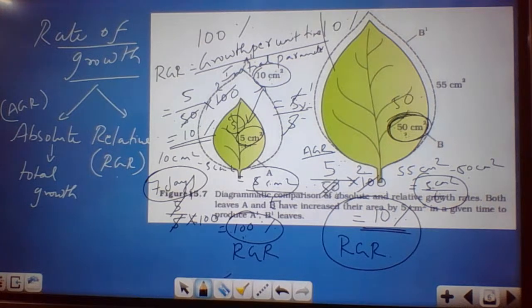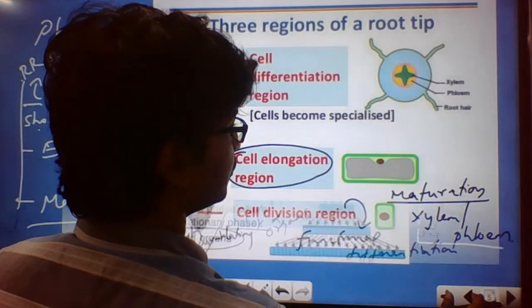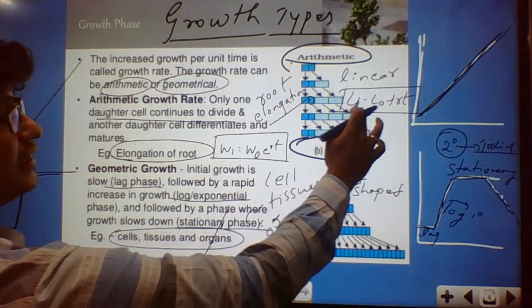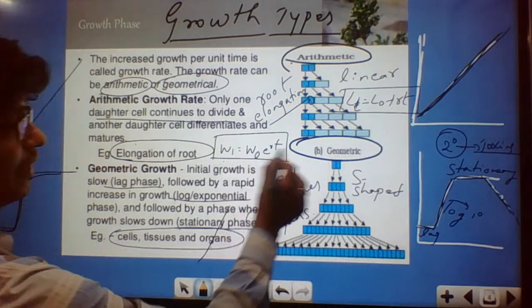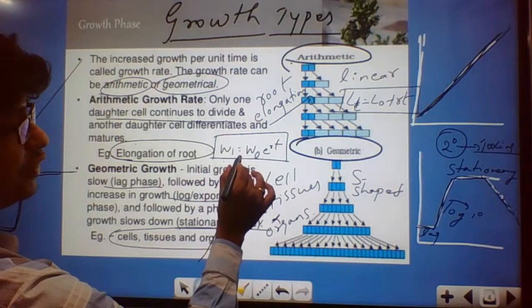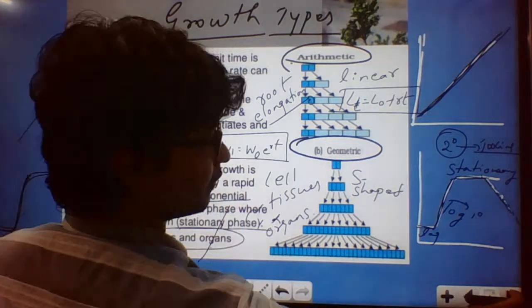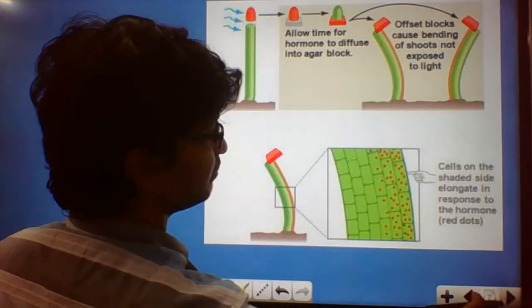I think you asked for the formula. Some of you asked for the formula, and I told you already. For arithmetic growth, the formula is Lt = L0 + rt. For geometric growth, it's W1 = W0 e^(rt). So this I've shown you already. Fine, guys, we move to the next part.